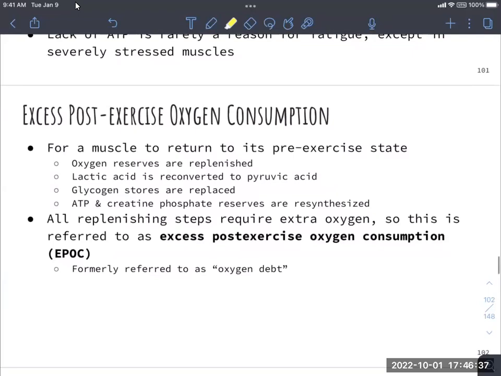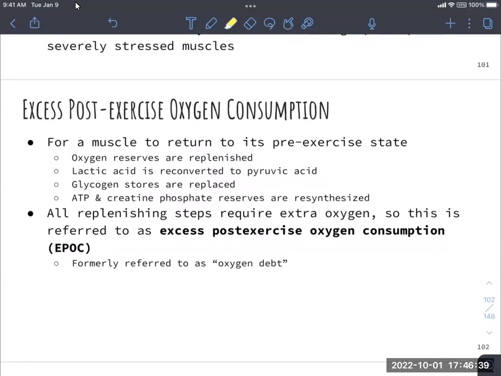So if you've ever exercised, run some distances before, you notice how after you finish exercising, you're still breathing heavier for a period of time. That is because we are trying to get enough oxygen back into our muscles to restore it to that pre-exercise state. So we need to replenish our oxygen.